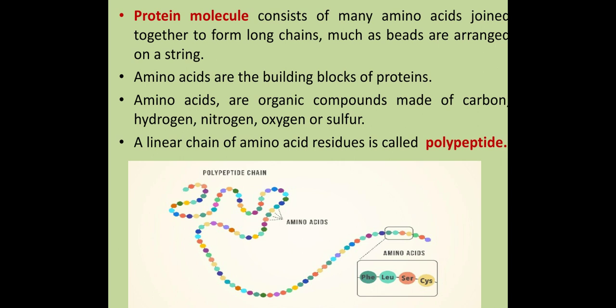Now we know that the protein consists of many amino acids, and these amino acids join together to form a long chain, just like beads arranged in a string. Amino acids are thus regarded as the building blocks of proteins. These are organic compounds made up of carbon, hydrogen, nitrogen, oxygen, and sulfur is present in some of the amino acids. A linear chain of amino acid residues is called a polypeptide chain.